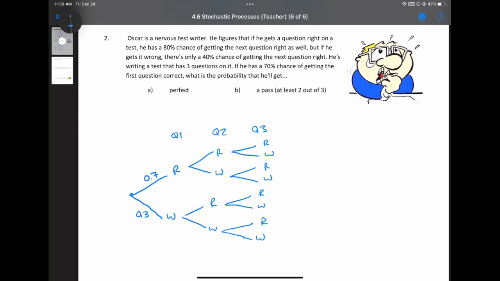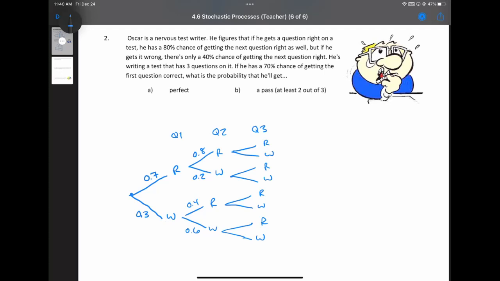And now I have to go back and double check the instructions. The instructions say that when he gets a question right, the probability the next one is right is 80%. If he gets it wrong, the probability the next one is right is 40%. So working my way up, if he got the first question right, there's an 80% chance he'll get it right and a 20% chance he'll get it wrong. But if I go down and he got it wrong the first time, there's only a 40% chance he gets it right, meaning there's a 60% chance he gets it wrong.